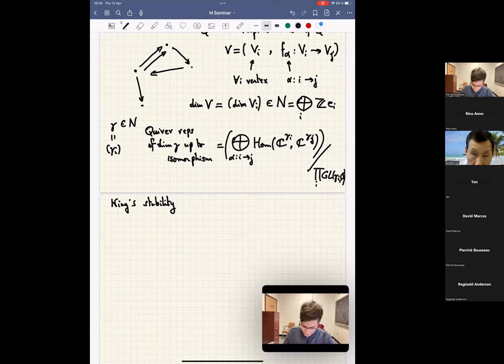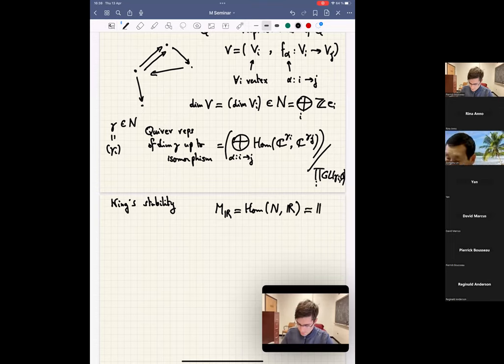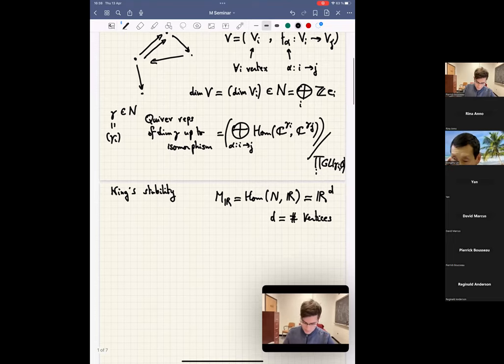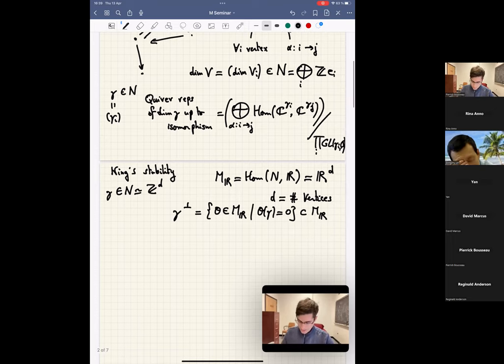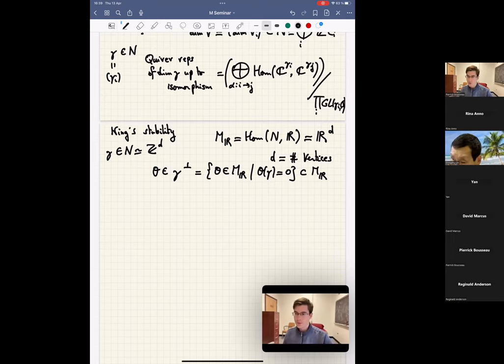So I will consider the real vector space M_R, which is the dual of the lattice N, so linear maps from N to R. This is just a d-dimensional real vector space, where d is the number of vertices in my quiver. If I fix an element gamma in N, which is a lattice of dimension d, I can consider the dual hyperplane gamma perp, the set of theta in M_R such that theta of gamma is zero. This is a hyperplane inside the real vector space. And a point in this hyperplane will define a notion of stability for quiver representations of dimension gamma.